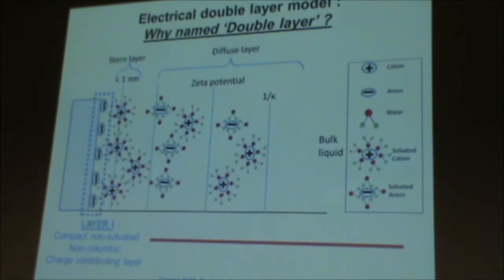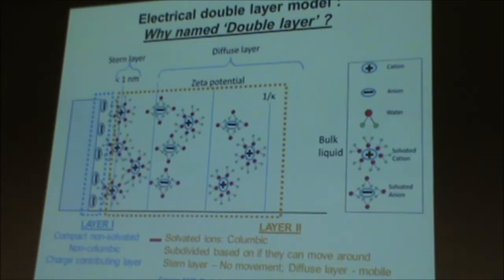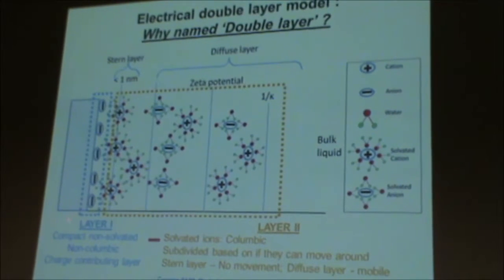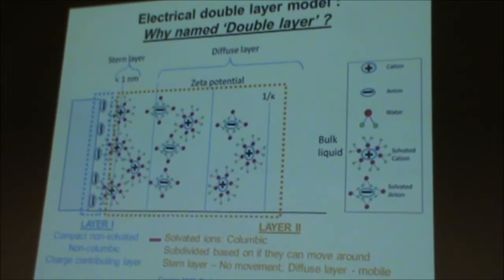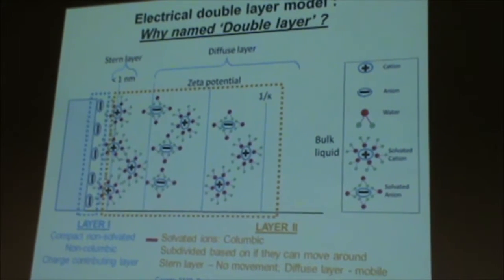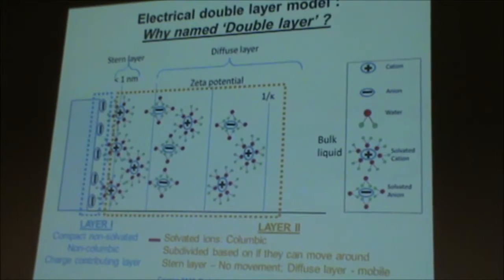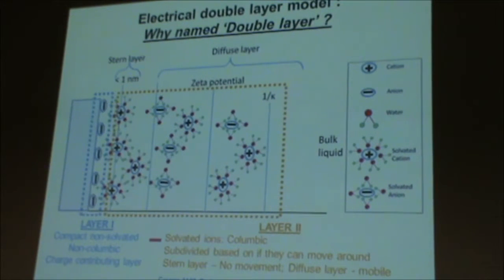This is layer 1. And you have layer 2, which consists of ions that try to neutralize this charge because of the potential generated by this charge. So now if you see, you have layer 1, layer 2, and that's why it's called the double layer model. Now within the double layer, you can further classify them into more layers. Okay. Now we will go in more detail in this layer.